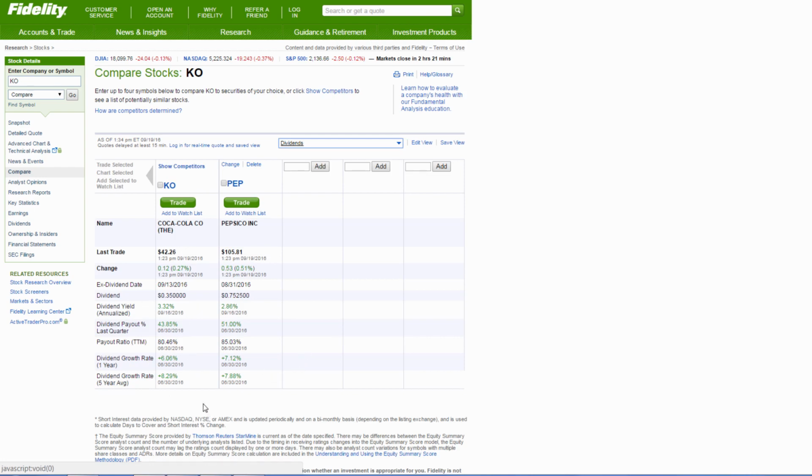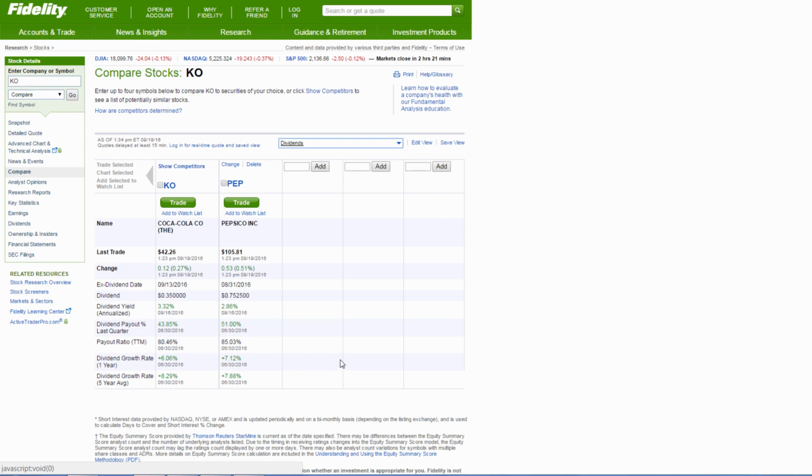How much is the dividend? We're looking for dividend yield, and we're looking for dividend payout ratio. So yield, the higher the number, the better. And here is a dividend yield percentage on an annual basis: Coke 3.32, 2.86 for Pepsi. So Coke will pay us a little bit more per share if we own that company.